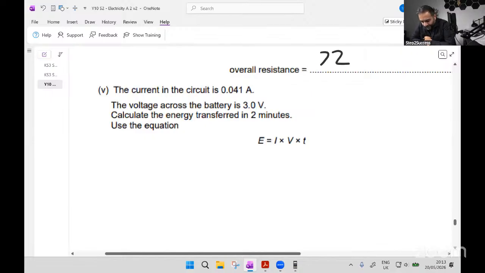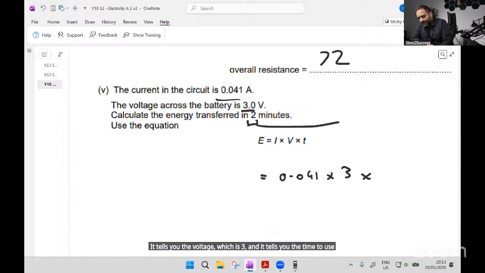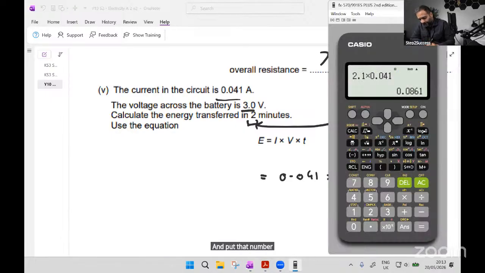This is nice and easy. Calculate the energy using this equation. It tells you the current, I is current, so 0.041. It tells you the voltage, which is 3, and it tells you the time to use, but time in physics will always be in seconds. So you want to change the minutes to seconds and put that number in there, and that should be the answer.